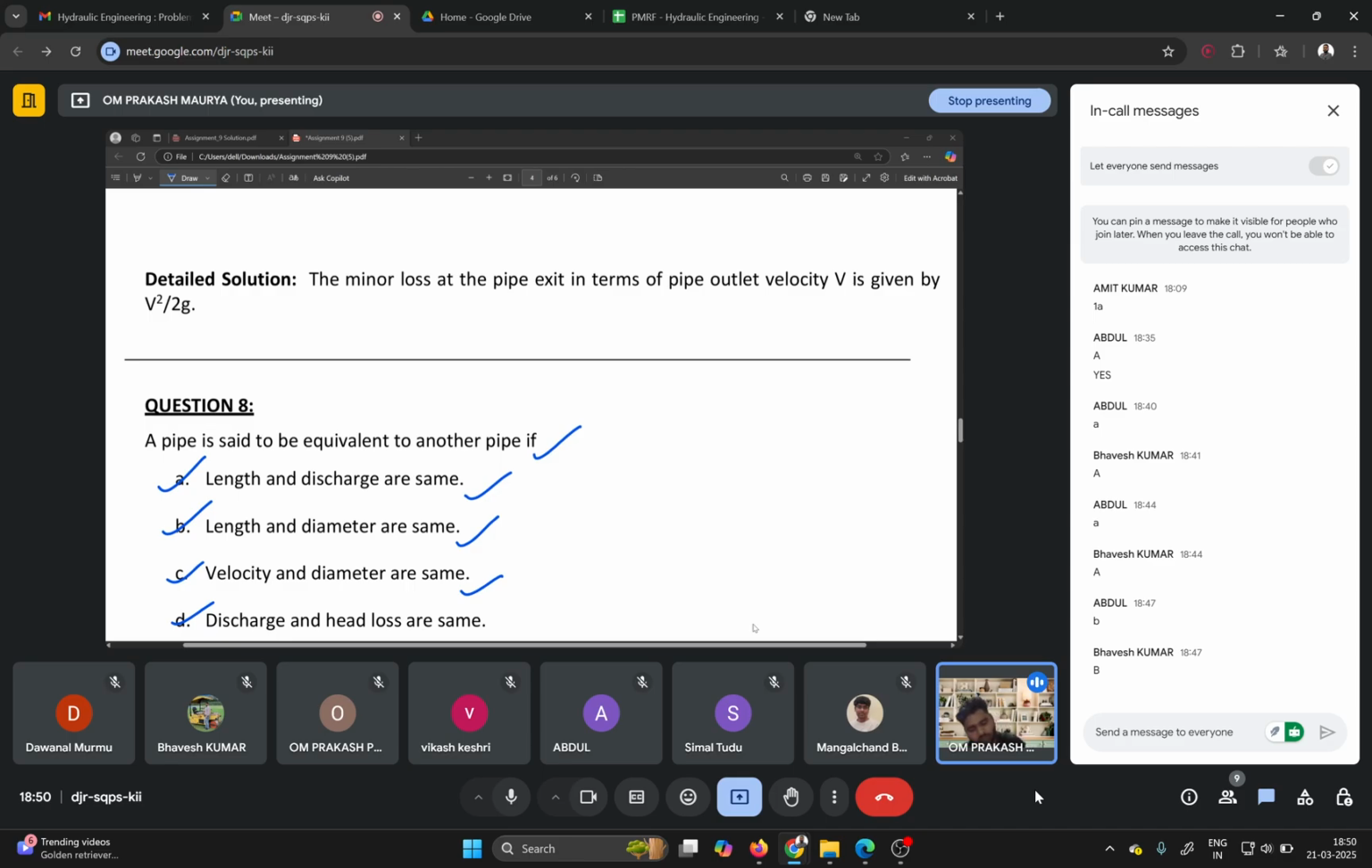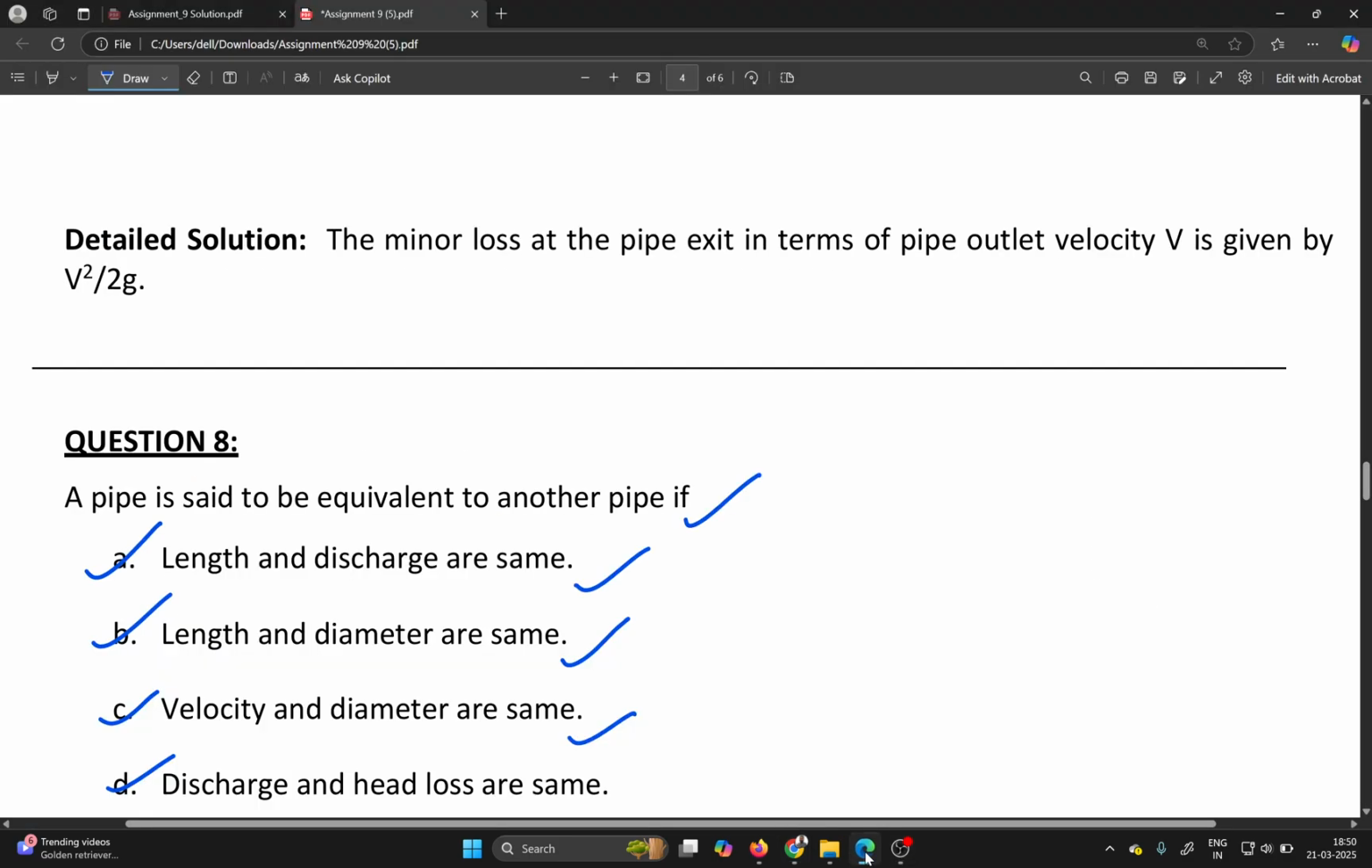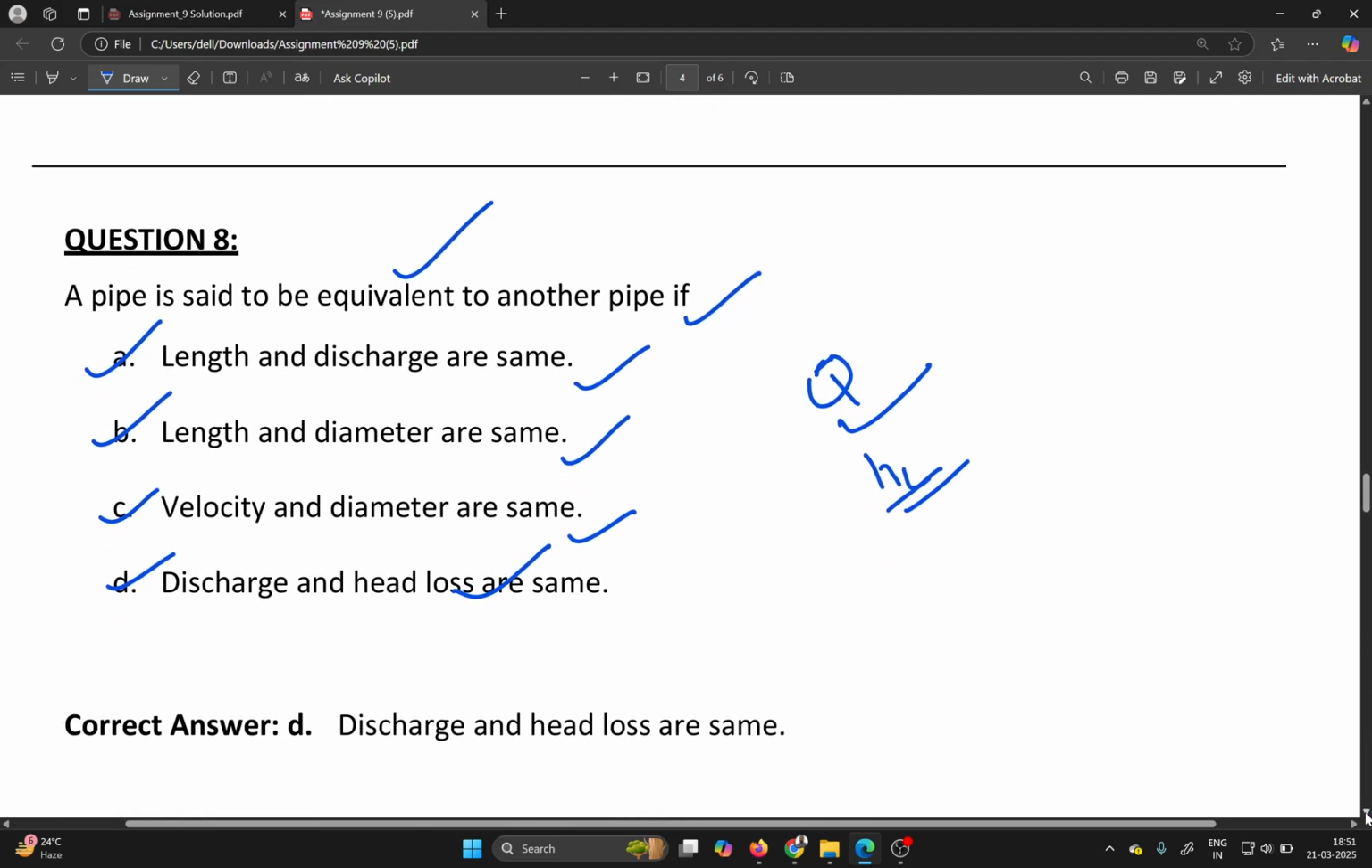Okay, so let me discuss. Equivalent pipe means, but which option will be correct? Yes, discharge should be same. This is one criterion. Discharge should be same, as well as head loss should also be same. Option D will be correct for question number 8. Question number 9.